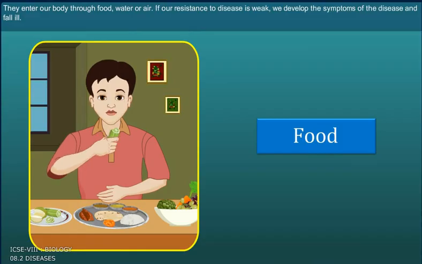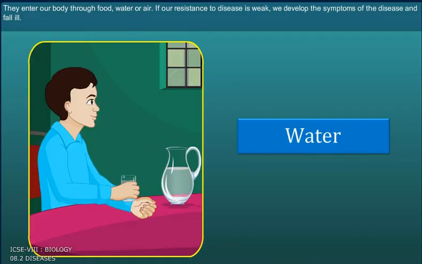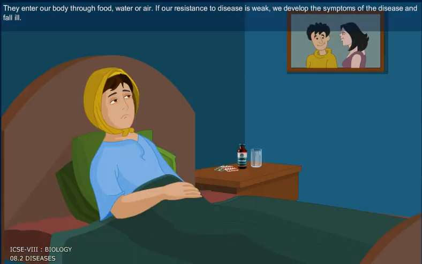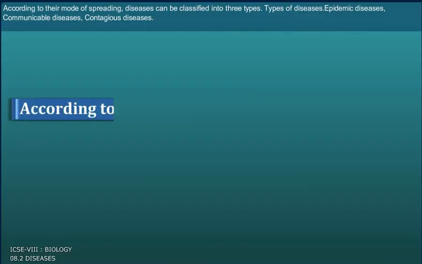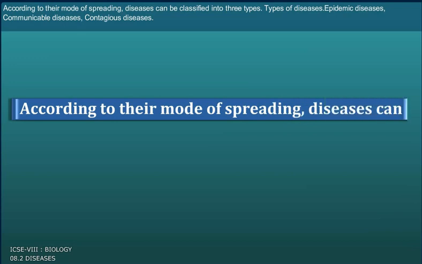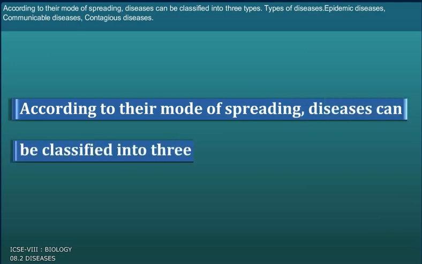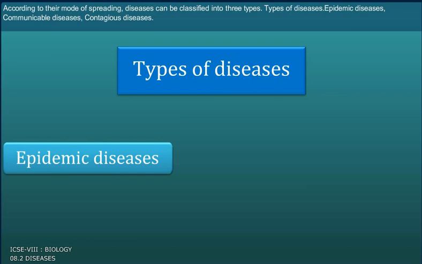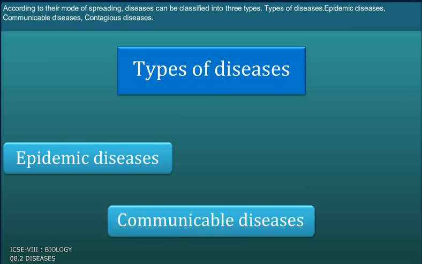They enter our body through food, water, or air. If our resistance to disease is weak, we develop the symptoms of the disease and fall ill. According to their mode of spreading, diseases can be classified into 3 types. Types of diseases: epidemic diseases, communicable diseases, contagious diseases.